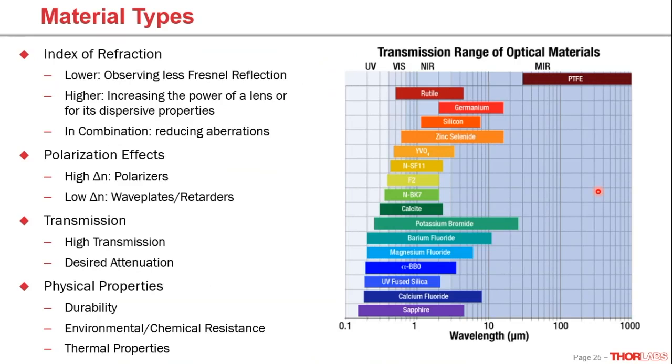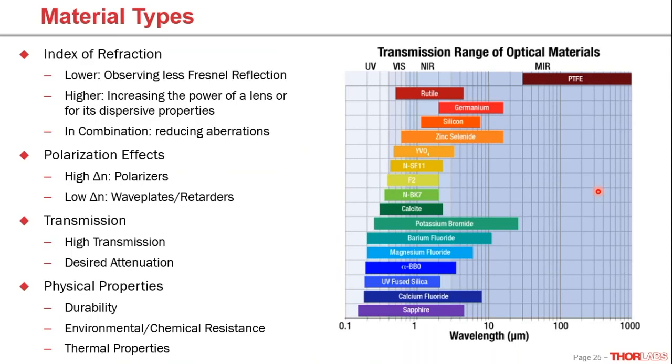So looking back, we've discussed the index of refraction. We saw that with lower index materials, we observe a lower Fresnel reflection. So for situations where we are not using an anti-reflective coating or something along those lines, that material might be more desirable. Another example is with the higher index materials, where we see that the power of the lens is enhanced. We can focus at shorter distances, for example, and that might be a reason that we would desire a high index material.